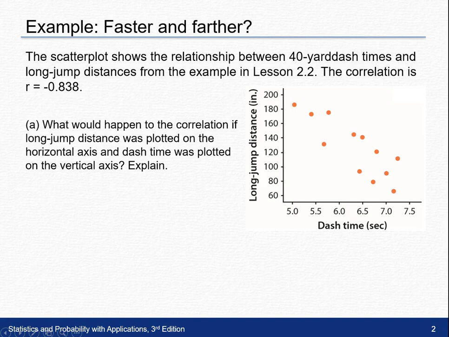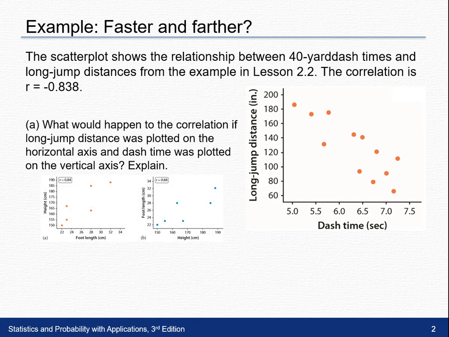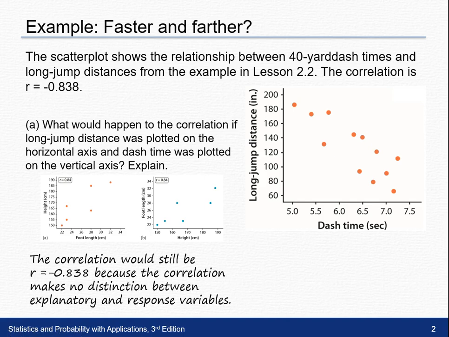Part A is asking what would happen to the correlation if long jump distance was plotted along the horizontal and dash time was plotted along the vertical axis, and we're asked to explain. If you remember from earlier in the chapter, Figure 2.7 showed us what happened when we had a correlation between foot length and height of 0.84, and then we flipped those axes to be height versus foot length. We had the same correlation of 0.84. So what you should know is that if we were to flip the axes and reverse the horizontal and vertical axis, the correlation would still be negative 0.838 because the correlation makes no distinction between the explanatory and response variables.